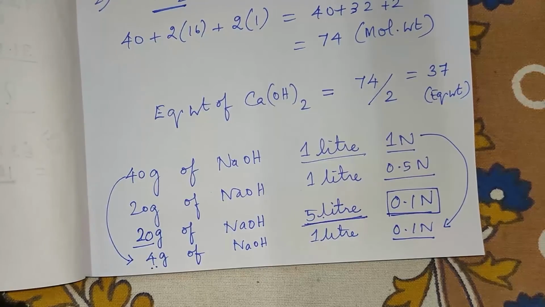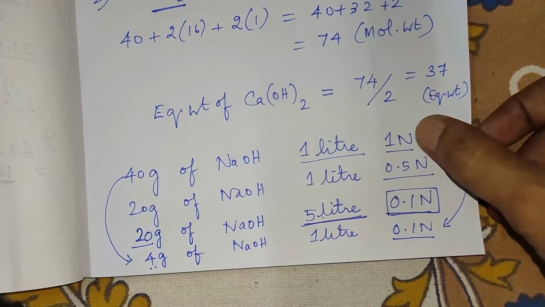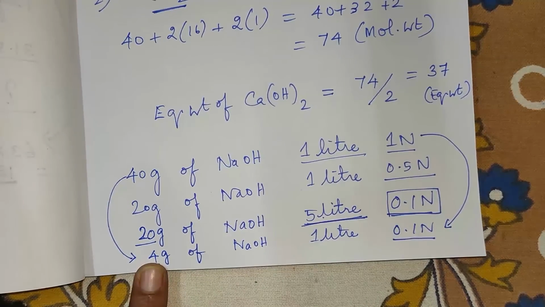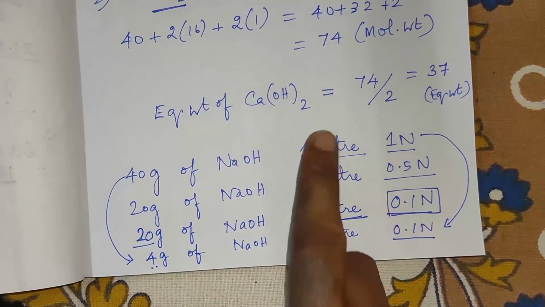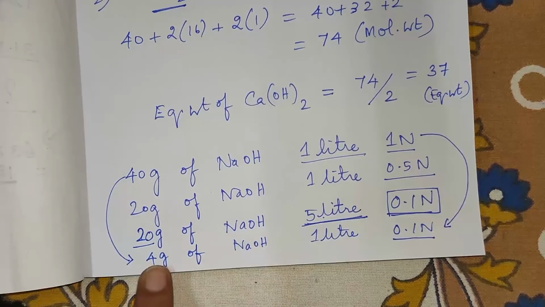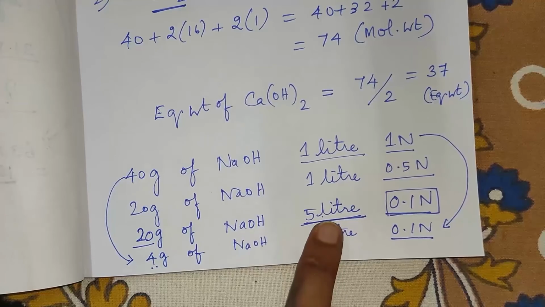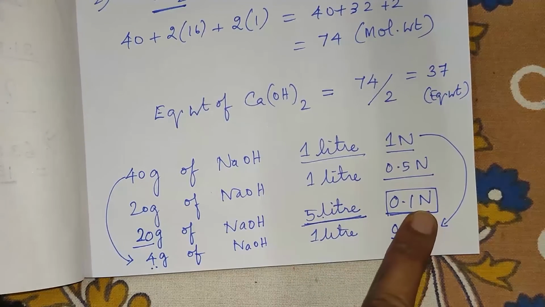I think you will get the point now. For 1 normal, I need 40 grams. So for 0.1 normal, I need 4 grams. Right? That is 1 liter. I want to prepare a 5 liter solution, so multiply it by 5. 4 into 5 is 20. So 20 grams of sodium hydroxide dissolved in 5 liters will give you a 0.1 normal solution.